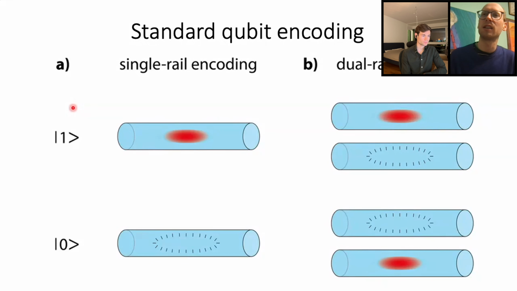Dual rail encoding is something where you think that you have two distinct modes, which you can visualize as two separate channels here. And then you have something either in one of them or in the other. So 0 would be something in one of them, 1 would be something in the other. And physically, that would correspond to, for example, polarization. So you say that you have a horizontal polarization mode and vertical polarization mode, and your photon lives either in the horizontal polarization mode or in the vertical polarization. Is that clear?